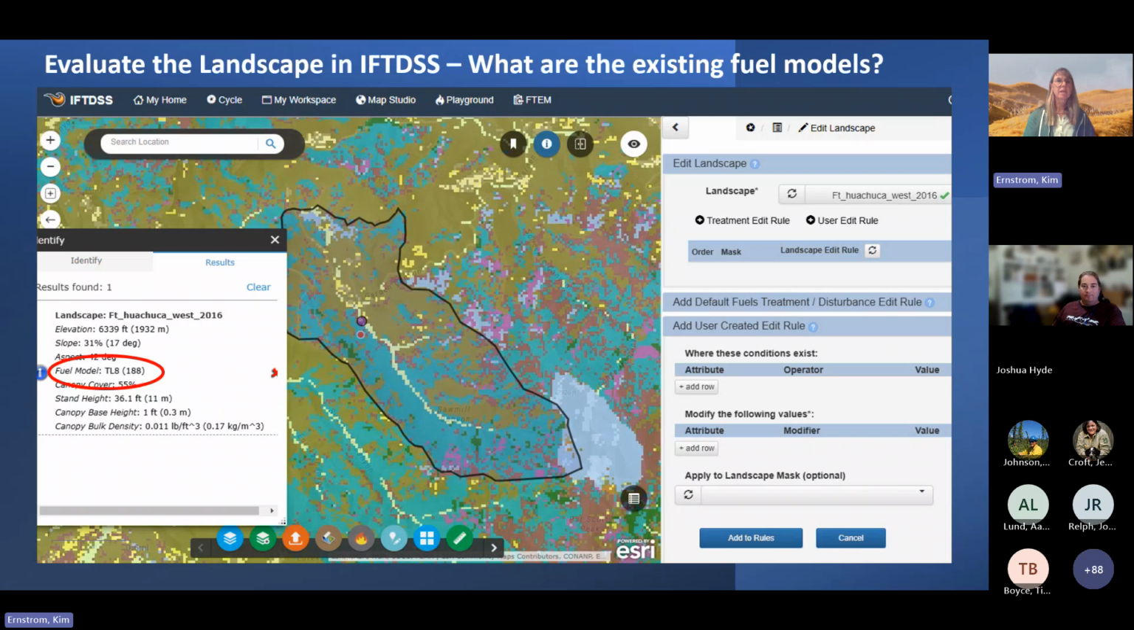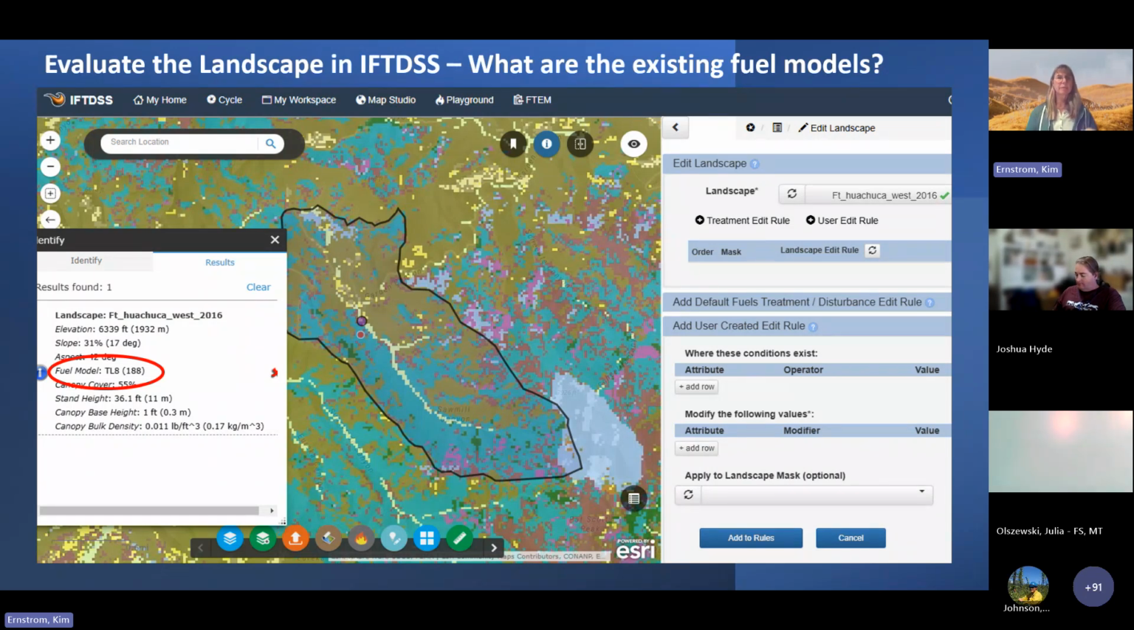So in IFTDSS, what we're going to do is get our landscape, and this is just an example here, and you query that landscape and look to see what fuel models are in it. We can run a report, get a breakdown of fuel models, and in this case, I clicked on the polygon there, and I'm looking at a 188. So I'm like, okay, does that make sense? Does that match what I know is on the ground?